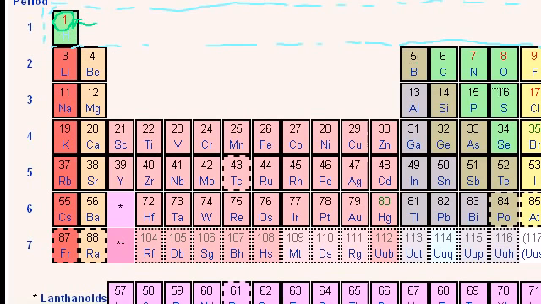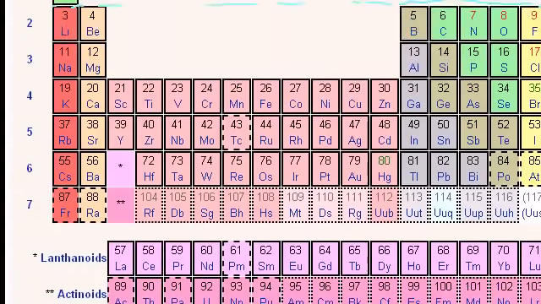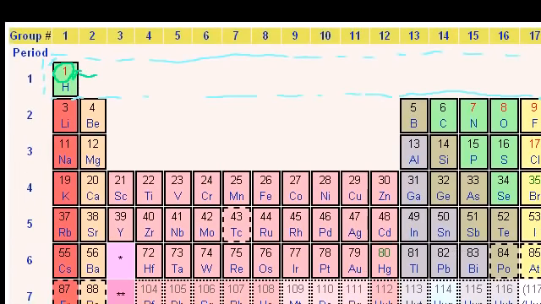Where does it go? Well, it's in the first period, so it's going to go into the first energy shell. And so the first electron will go right here in the 1s energy shell. So if we wanted to write the electron configuration for hydrogen, it's in the first energy shell at 1s1, and there's only one electron there.